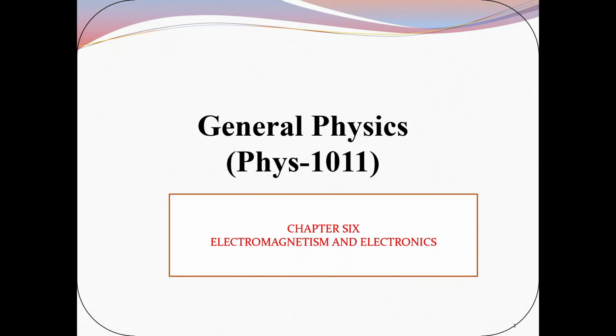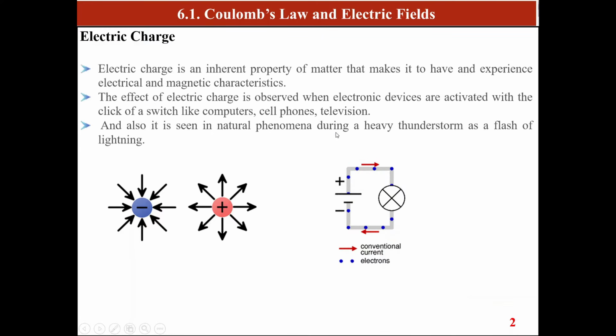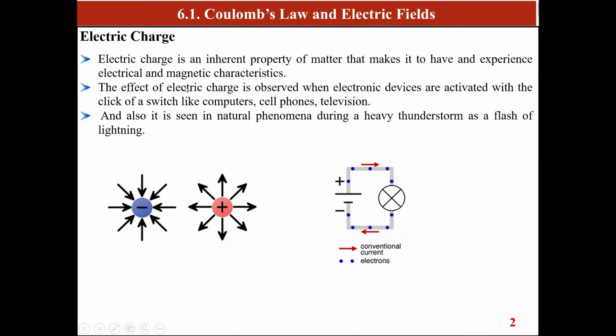Chapter 6, Electromagnetism and Electronics. In this chapter we'll see about electromagnetism and electronics. To start with, the first topic, 6.1, Coulomb's law and electric field.